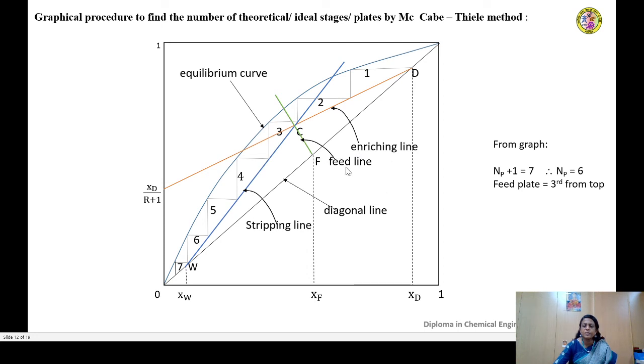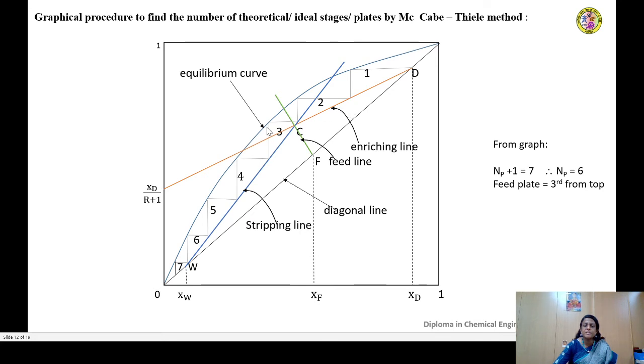Then you have to construct the feed line using the value Q by Q minus 1. Once you know the Q value, you can calculate the slope and construct the Q line. The next part is the construction of the stripping line. Once you construct the Q line, if it is extended, it will cut the enriching line at a point. That is your point C. Then join this point C to point W. That completes the construction of the stripping line.